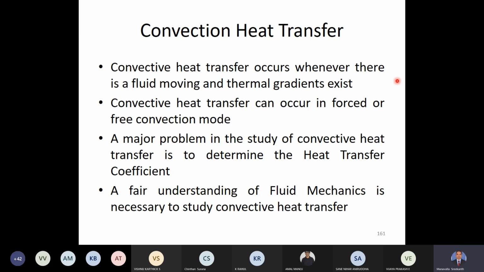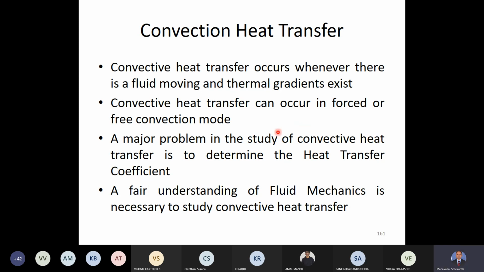the general introduction here. Convective heat transfer occurs wherever there is a fluid moving and thermal gradients exist. So fluid movement is mandatory in convective heat transfer. The fluid movement can be vertical, horizontal, or inclined. The movement can be against a surface, or against another fluid, and so on. So any fluid movement is convection, and if there is a thermal gradient also involved, we will have convective heat transfer.